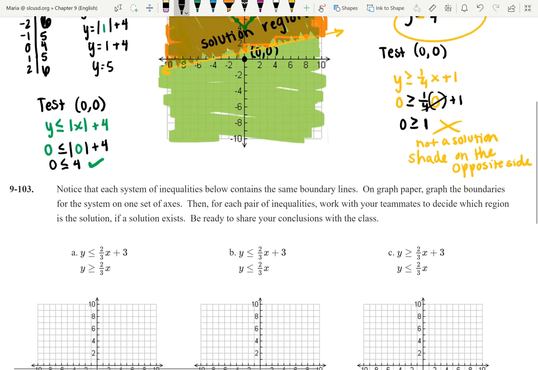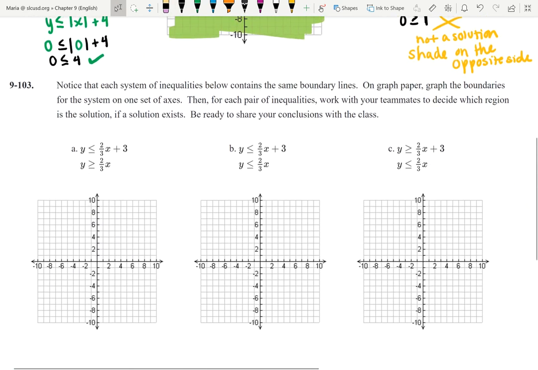Let's move on then to the second problem. 9-103 says, notice that each system of inequalities below contains the same boundary lines. On graph paper, graph the boundaries for the system on one set of axes. Then for each pair of inequalities, work with your teammates to decide which region is the solution, if a solution exists. Be ready to share your conclusions with the class.